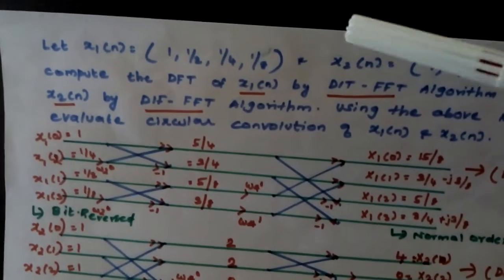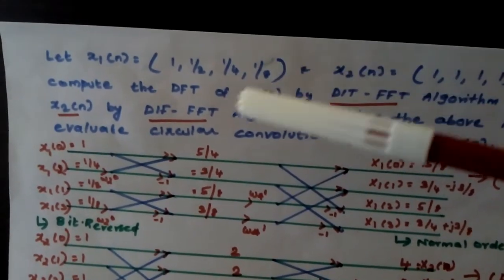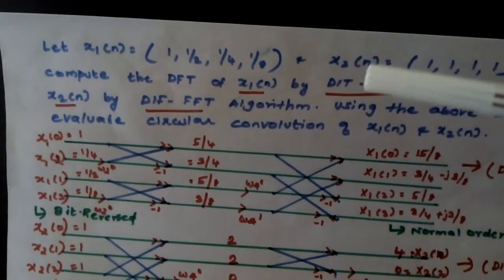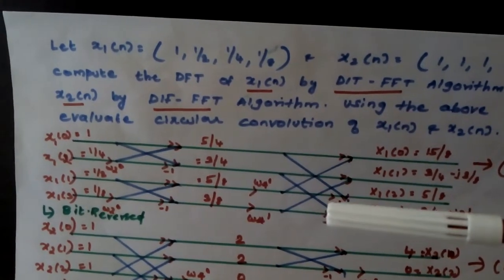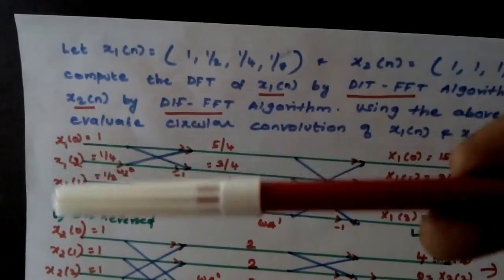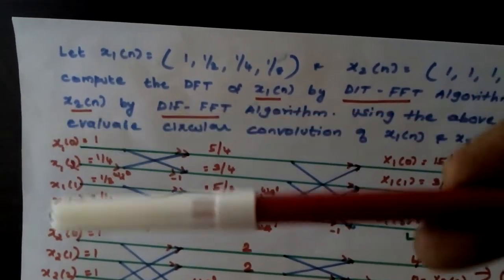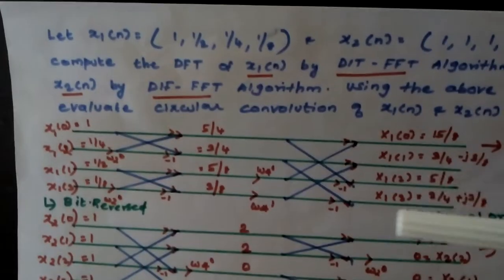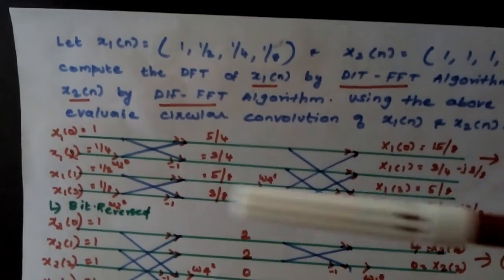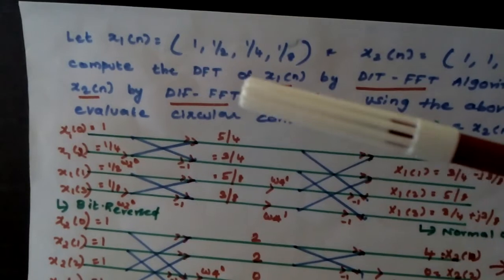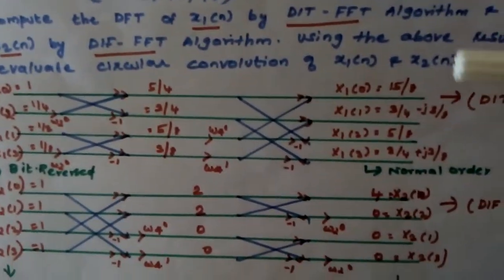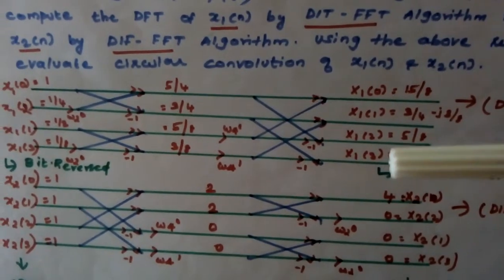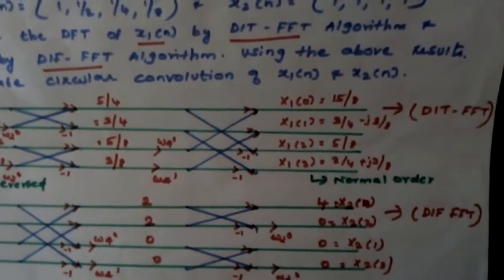So let's see the first one. According to the first sequence, it is 1, 1 by 2, 1 by 4, 1 by 8, using DIT. DIT means first you make 2 point and then 4 point, correct? So here the input will be in bit reversed order. It is a time domain sequence, and the output will be a frequency domain sequence in normal order. You know how to calculate: the first stage becomes the input to the next stage. So we'll get the final values X1 of 0 to X1 of 3, using the DIT FFT algorithm.